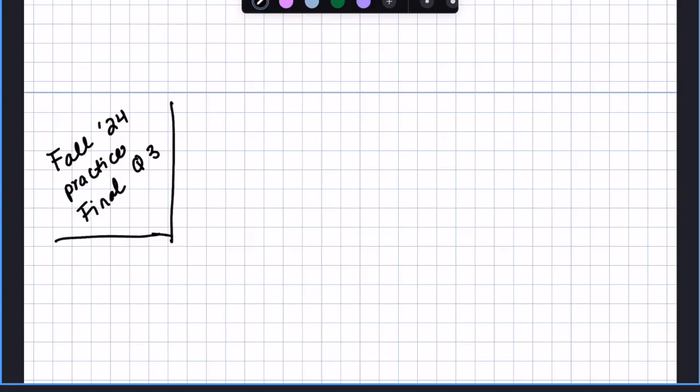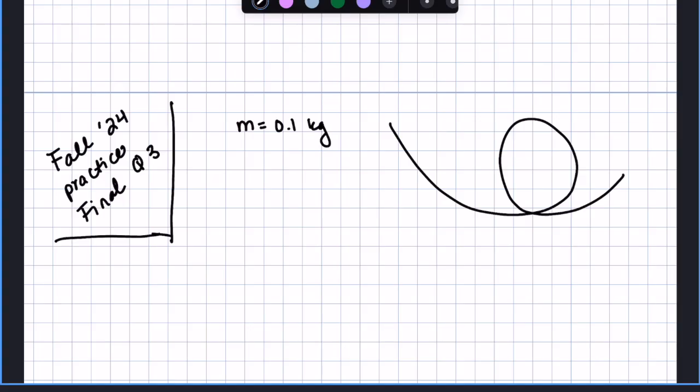Okay, so for this one, we have a 0.01 kilogram block. It's released from rest at point A. This is maybe as nice as I'm going to be able to do. This is going to be our point A. Point B is going to be halfway up the ramp. That's our point C. We're calling this H.